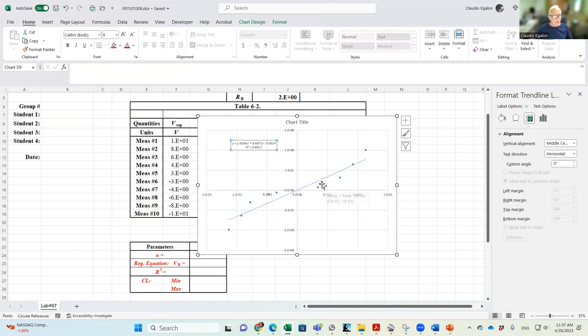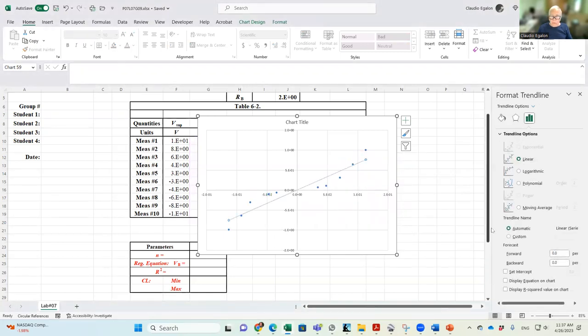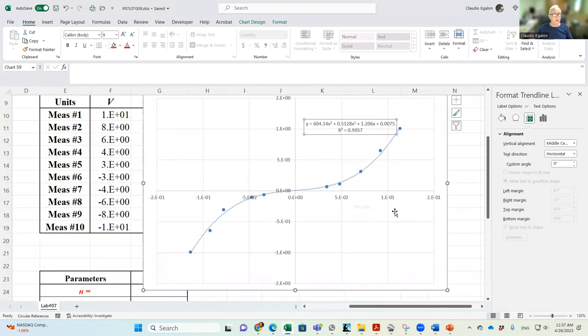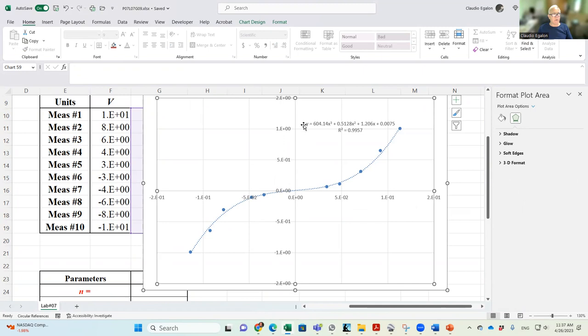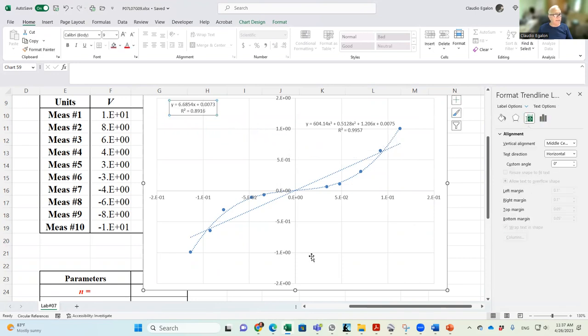Now, if I replace this trend line with a polynomial of order 3, you get a better fit with a larger R squared. Look here at the equation. And look at the R squared as well: 0.9957. And if you want to know how it looks for the other two, here you go: for the linear, R squared is 0.89.